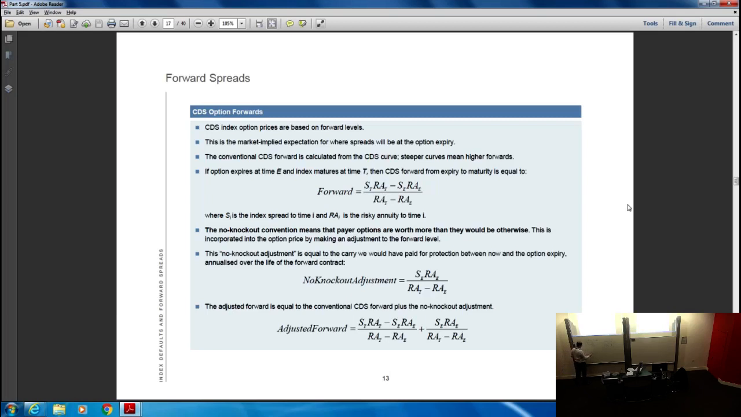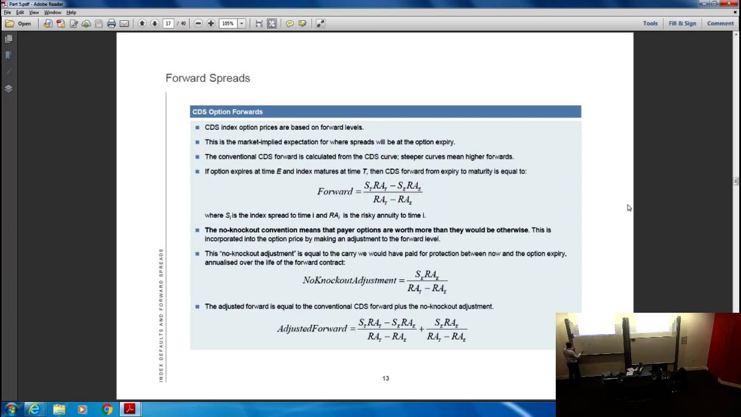So if we add on to this top bit, let's say we add S_T times risky annuity T minus small t times risky annuity T. So we're just going to add and subtract an amount.